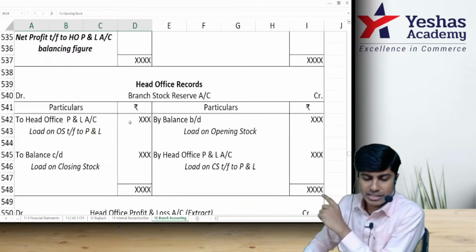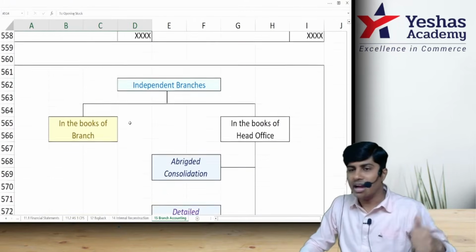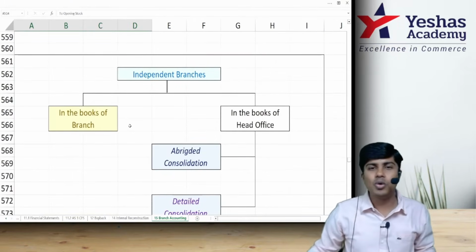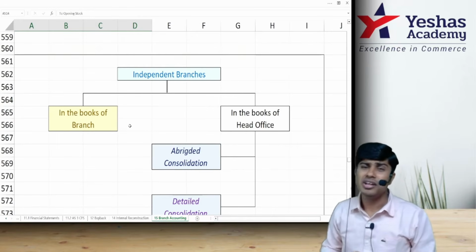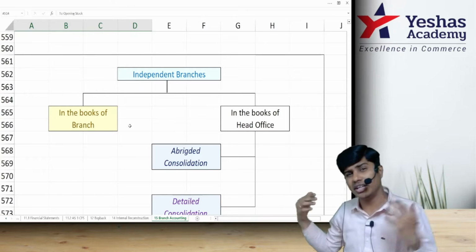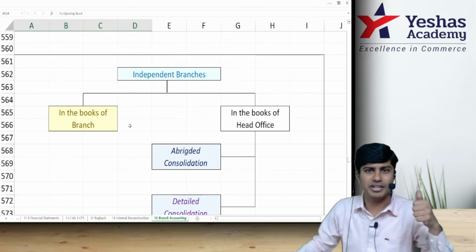That's our wholesale price method. And in the next video, we'll see how to revise quickly with regard to independent branch updation, that is abridged consolidation, detailed consolidation, along with foreign branch.